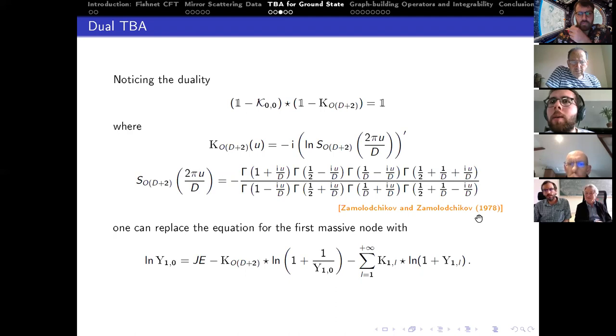Oh, star is the convolution. Sorry, I missed something there. Do you have finitely many Y functions? No, there are infinitely many. L can be any integer.